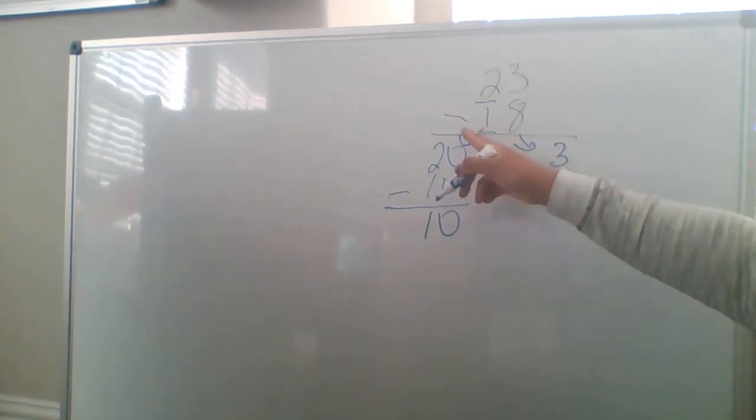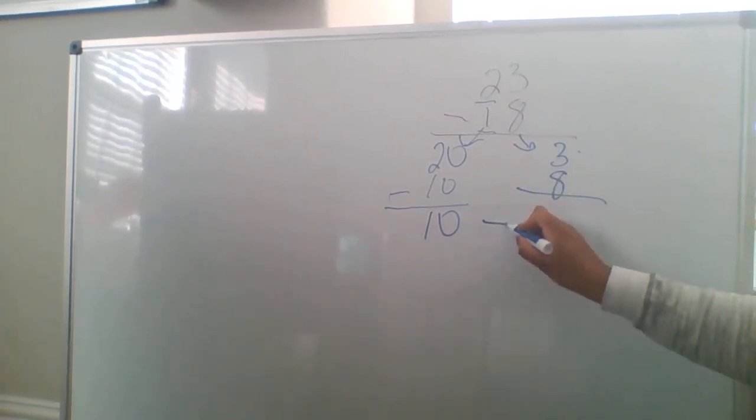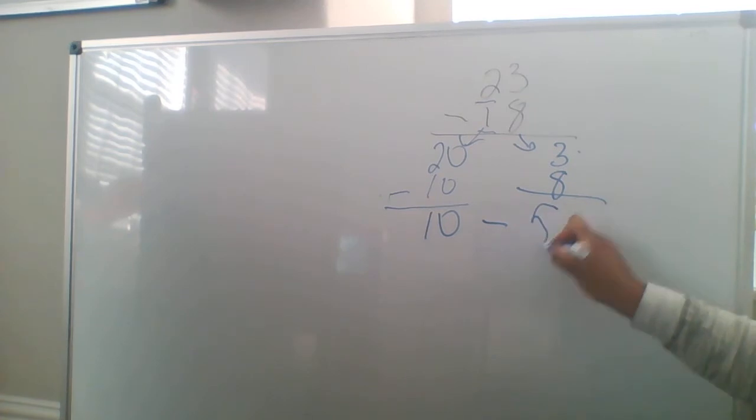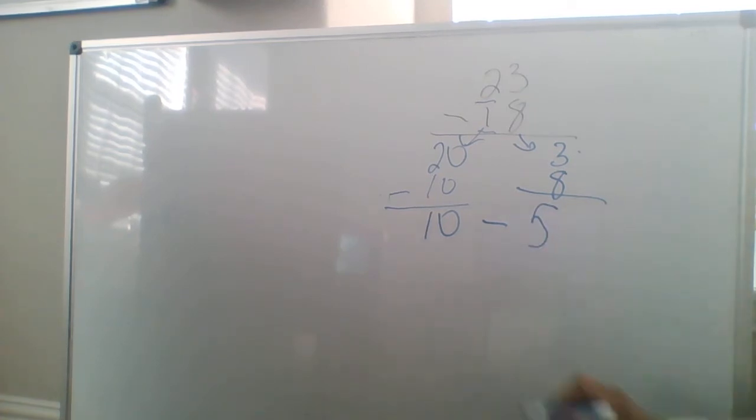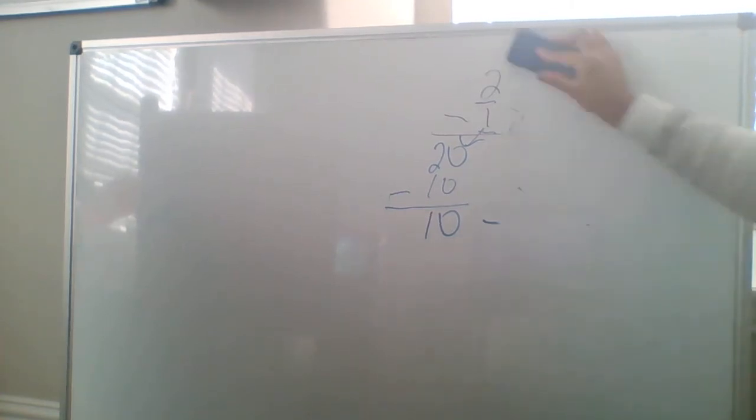And we are bringing down our minus sign. So we have 3 minus 8 is 5, right? So now 10 minus 5 is 5. That's the proper way of doing subtraction, the proper way of doing math.